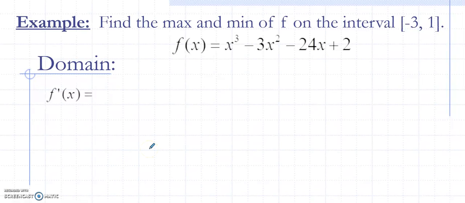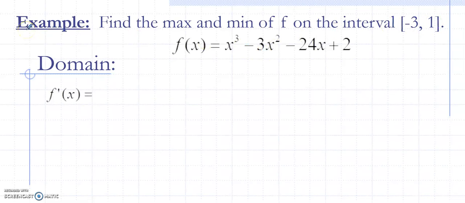Next, okay, let's take this a step further. Let's actually find the maximum and minimum of f on the interval -3 to 1. So first, let's talk about the domain. Well, this is a polynomial again. Very good. Glad you pointed that out. But we're only looking on the interval -3 to 1.